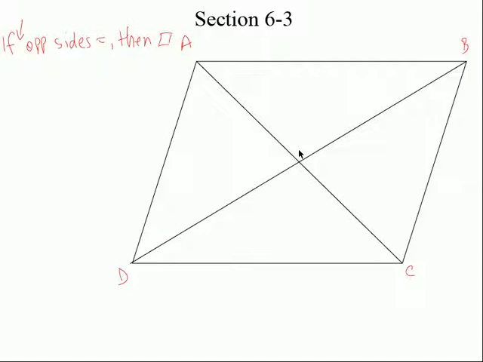Well, what did we say before? If it's a parallelogram, then the opposite sides are equal. That's right. But now what are we saying? We're saying if the opposite sides are equal, then guess what? It's a parallelogram. Do you see the difference? All right, so we took the regular statement, we took the converse of it, we switched the if and the then, and we've got a theorem on its own.